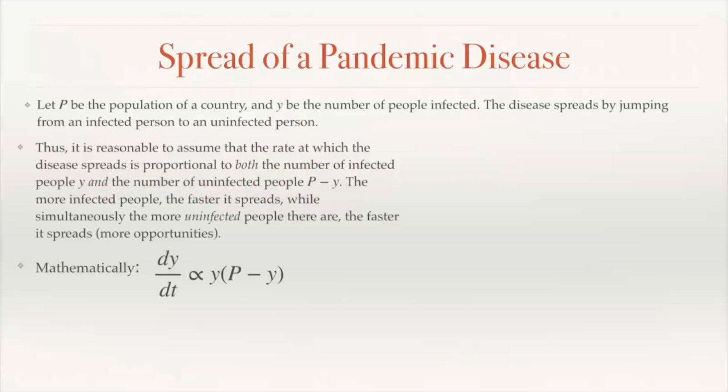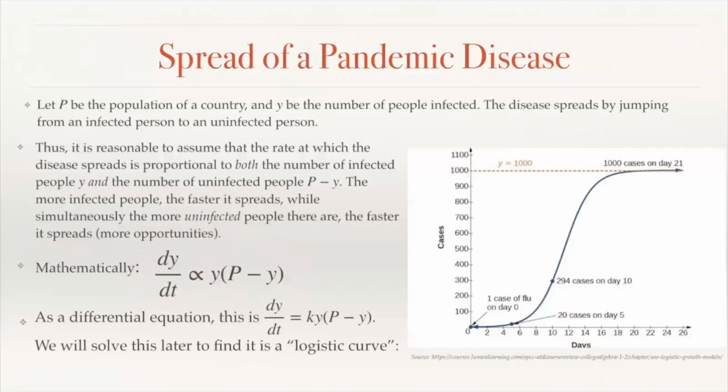Think of this as the more infected people there are, the faster the disease spreads, and simultaneously, the more uninfected people there are, the faster the disease spreads, because there are more opportunities for it to jump to an uninfected person. So mathematically, this is saying that the rate of growth of the disease is proportional to both the number of infected people and the number of uninfected people. If either of them is larger, the disease has more opportunity to spread and thus a higher growth rate. And again, re-expressing this rigorously, that just means it's equal to the proportionality constant times the right-hand side.